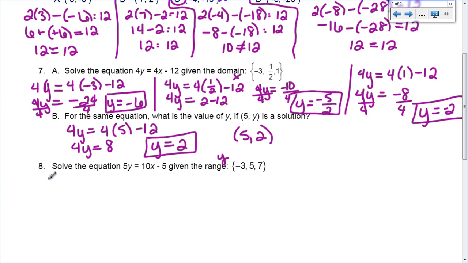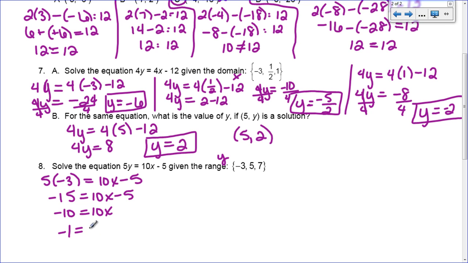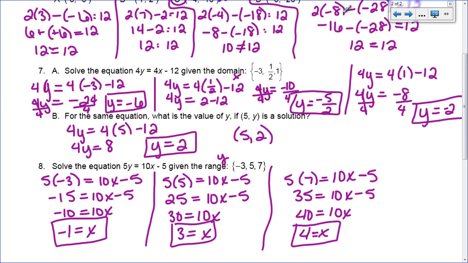So now I know that y is these values, so I have 5 times negative 3 equals 10x minus 5, and I'm going to have to find x. Well, that makes negative 15, and so I have to solve this. I'm going to add 5 to both sides, and when I do, I get negative 10 equals 10x, and when I divide both sides by 10, I get that x is negative 1. So one of my values for x is going to be negative 1. So pause, do the 5 and the 7, plug them in, and then come back and check your answers.